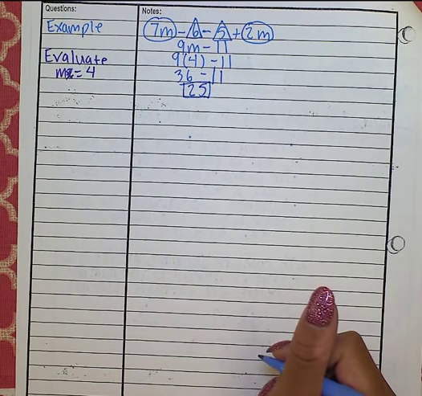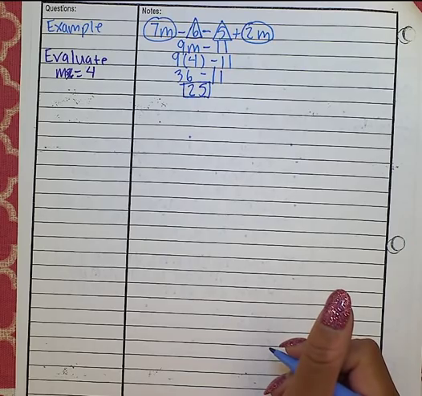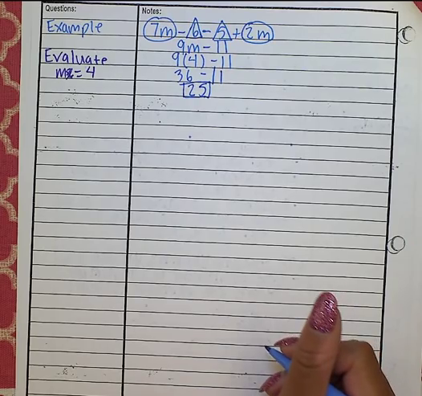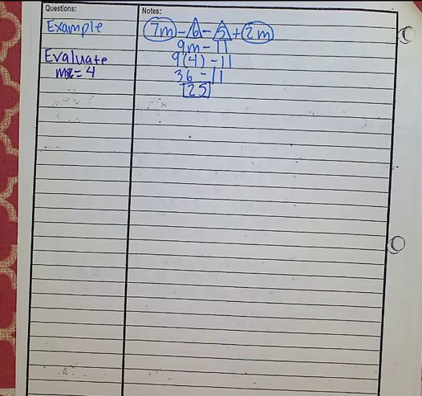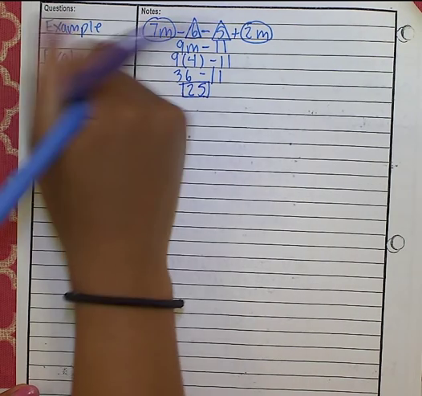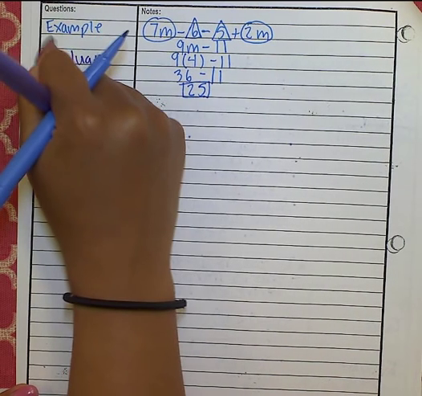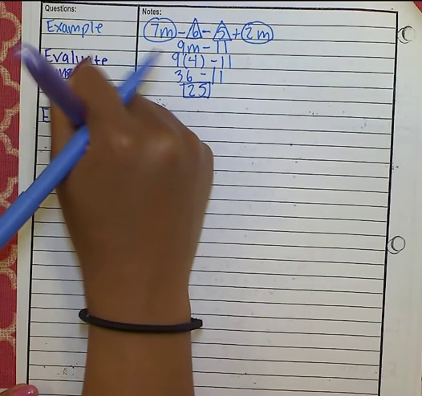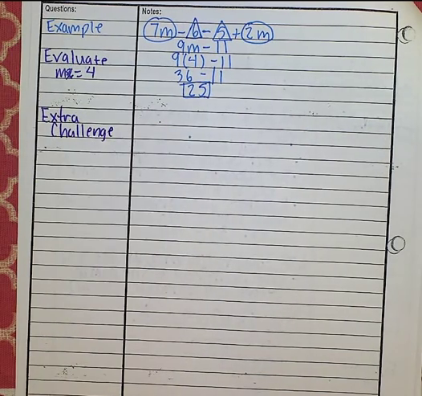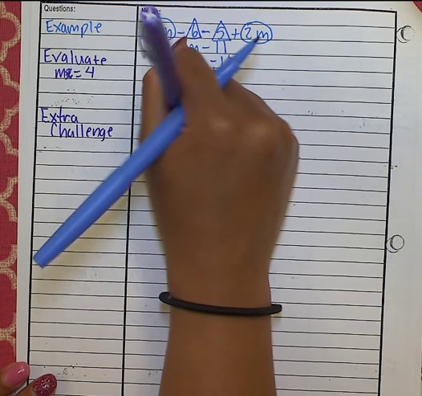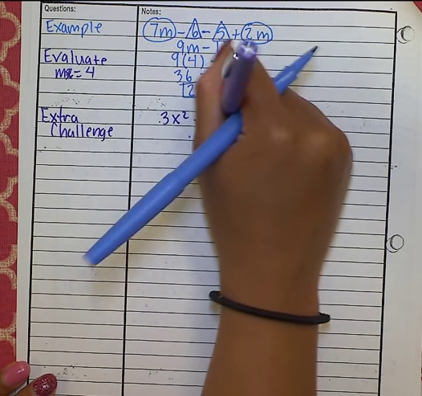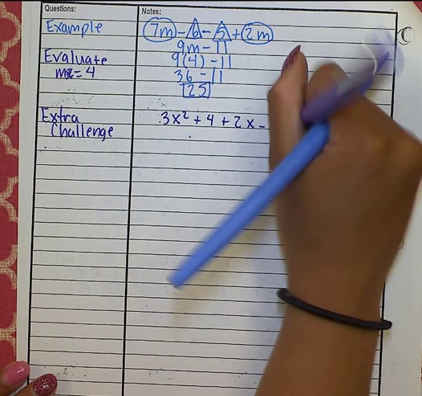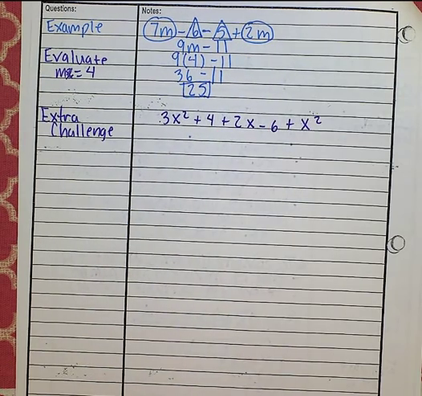So, these are the types of problems that we're going to be seeing when it comes to combining like terms and evaluating expressions. There's one more type of problem that I want to show you and give you an example of before you try these on your own. So this is just a little bit of an extra challenge. In this extra challenge, sometimes you'll be given problems such as 3x squared plus 4 plus 2x minus 6 plus x squared. I want to give you this example because we haven't done too much with squaring, so I want you to know how to do it because you will find it on the next page.